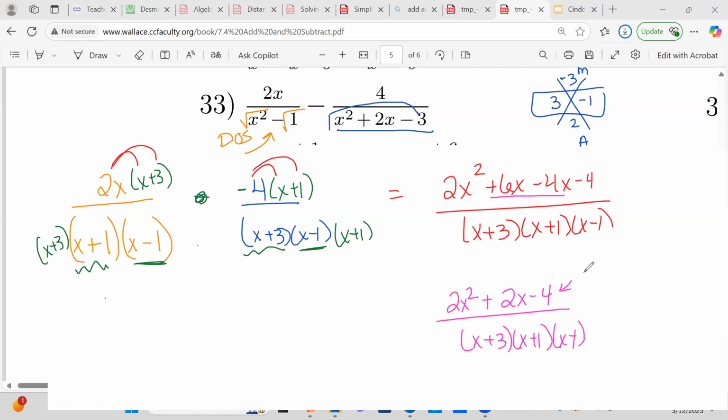But look at this one. I see a GCF. Those are all even. So let's pull a 2. Divide that out. So that would be gone and be x squared. Divide that out. That would be gone and be x. Divide that out. That would be -2. And the bottom's the same.